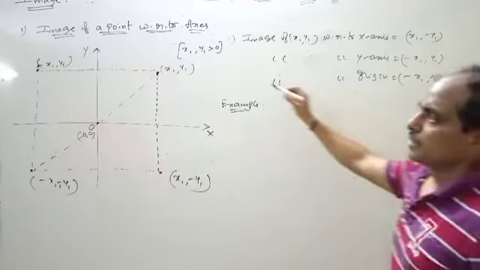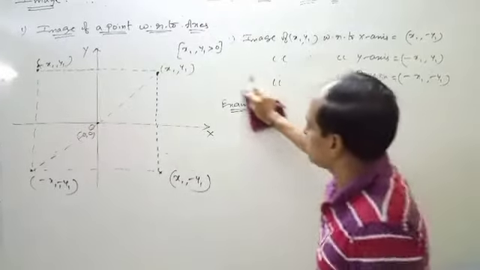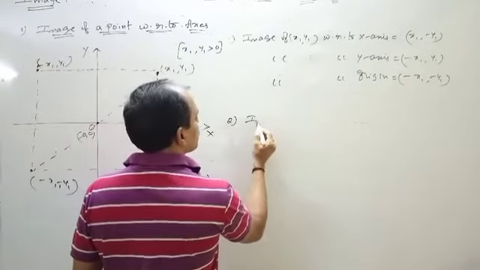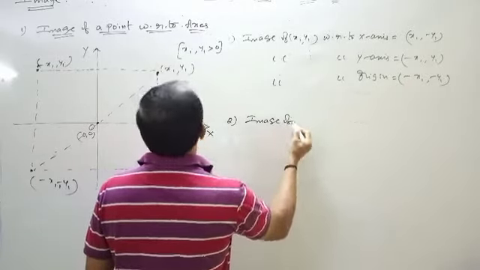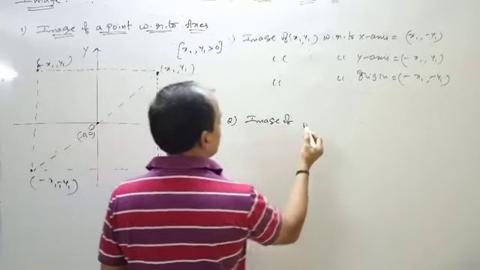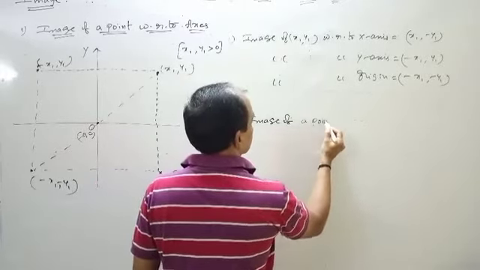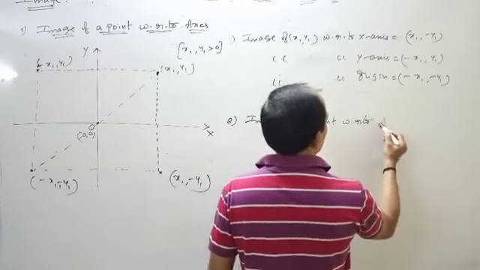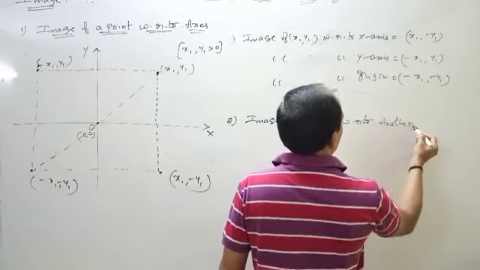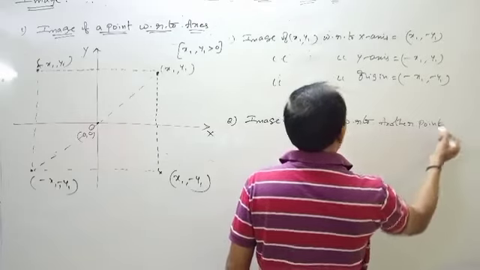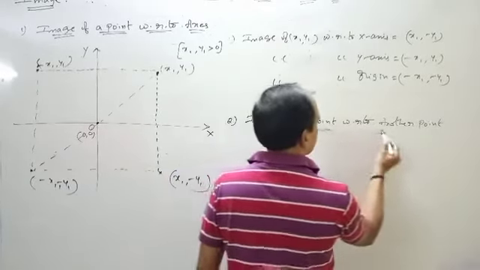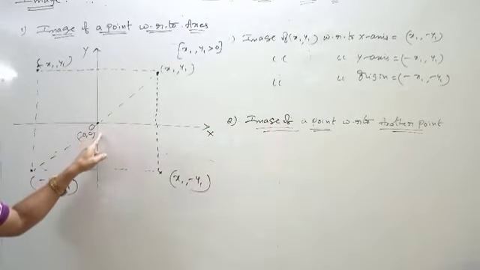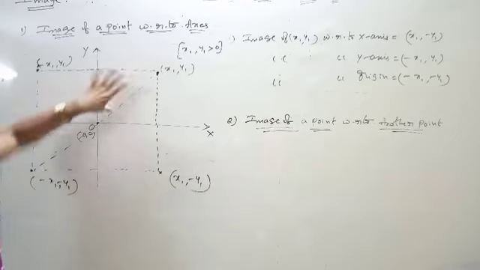So this is with respect to the axis. Before giving an example, I will tell you one more concept: the image of a point with respect to another point. Like the origin, here the origin acts as a mirror, so this distance is equal to this one.